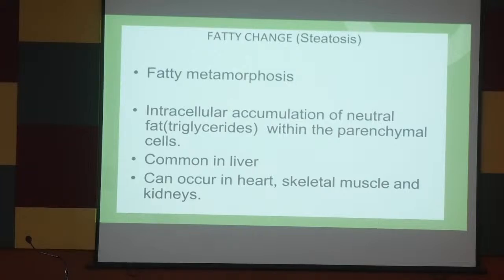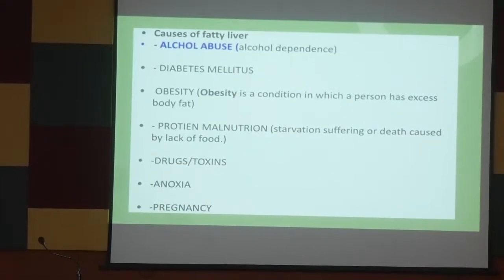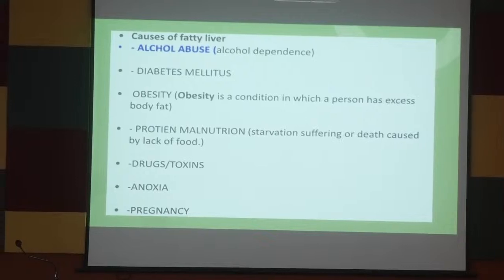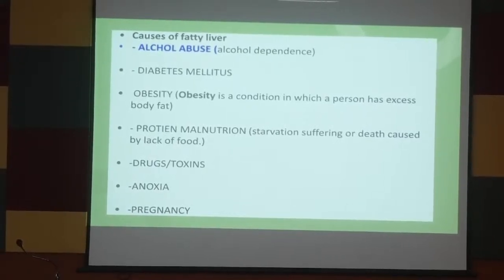But the most common and most predominant pattern of lipid accumulation is steatosis of liver. Okay, so accumulation in liver is the most common entity. Causes of fatty liver: chronic alcohol abuse, very dangerous. So if a person is chronically addicted to alcohol, he or she may eventually develop alcoholic fatty liver or alcoholic steatosis in subsequent time. Obesity is another important cause, because obesity is a condition in which a person has excess body fat. Excess body fat may be deposited in skin, subcutaneous tissue, in gut, and also in solid organs like liver, also in blood vessels of heart and other critical organs like brain.